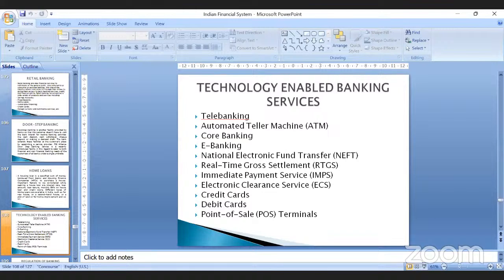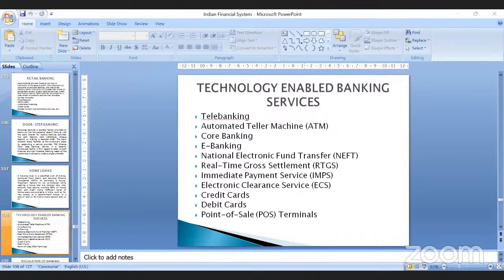Apart from that, in technology driven services, we have debit cards and credit cards. Whenever we talk about debit and credit cards, these are plastic cards used in order to make instant debit based or credit based transactions. A debit card can be used only when you have a sufficient sum in your bank account, whereas credit cards are instant credit based transactions. These cards are linked to your bank account.